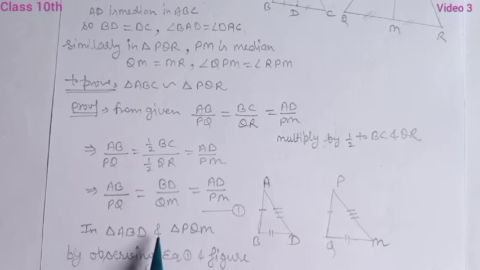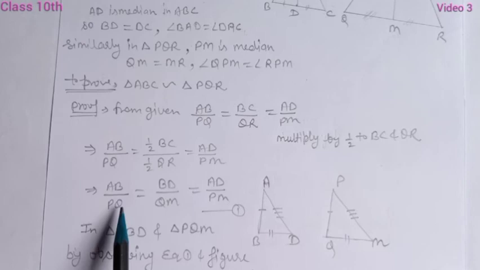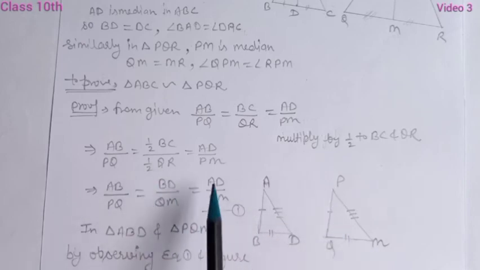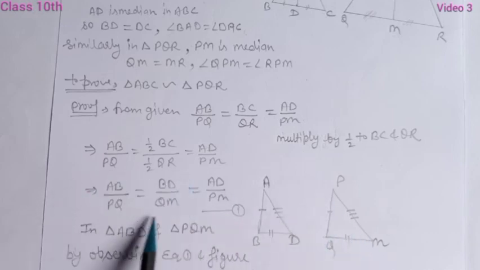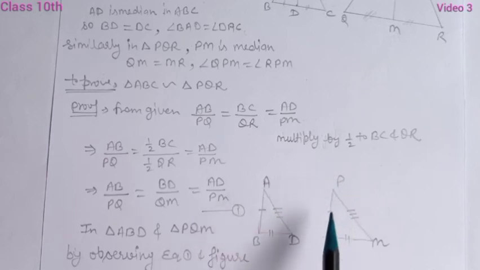So now student, in triangle ABD and PQM, you can observe AB upon PQ, BD upon QM, and AD upon PM. You can see the ratio of all the sides is equal here. So triangle ABD and triangle PQM are similar.